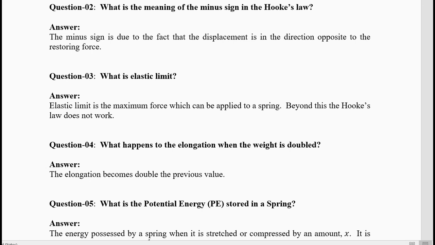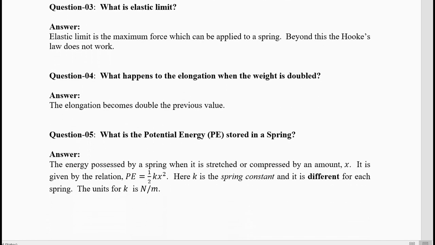Hooke's law has a particular formula, F equal to minus kx. It's a straight line equation. It will work only for a particular range of force for a given spring. So if the hanging mass is too much, if the force is too much, it's not going to work.